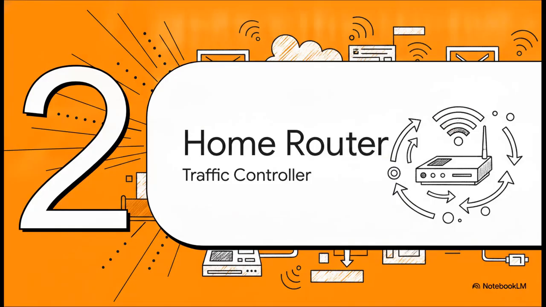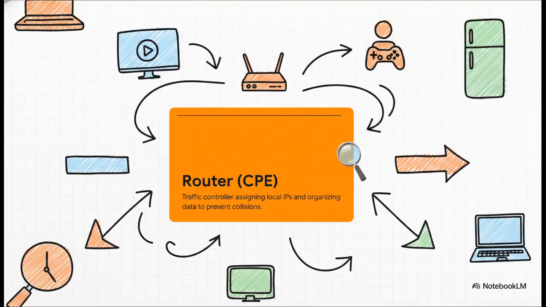Which brings us to step 2, the traffic controller, your home router. So, those radio frequencies flying through your living room, they need a destination to actually be processed. They hit the very first physical box in your house, which is the router, often referred to as the CPE. Now, this piece of hardware is basically the master traffic controller of your local network.